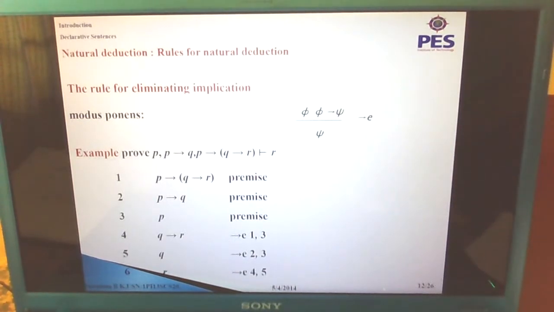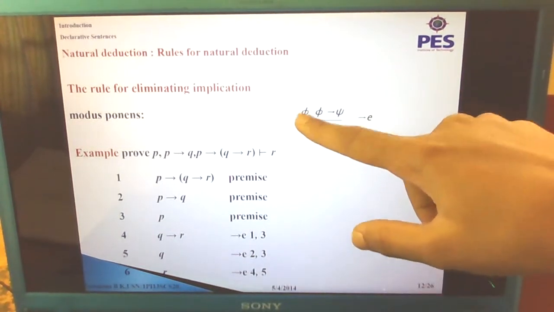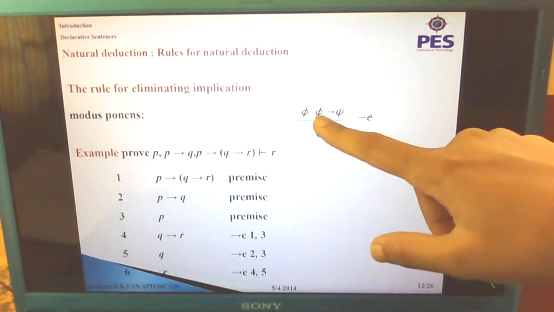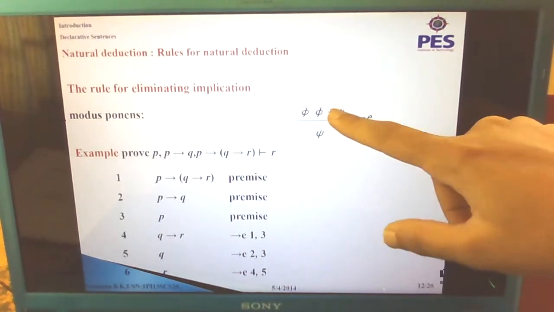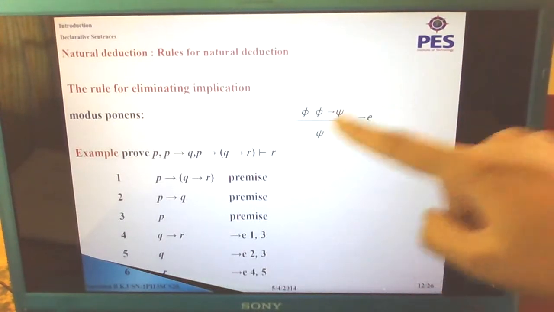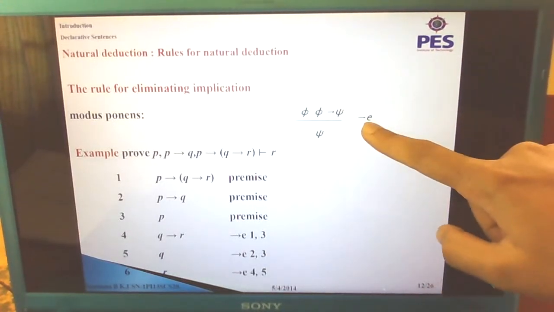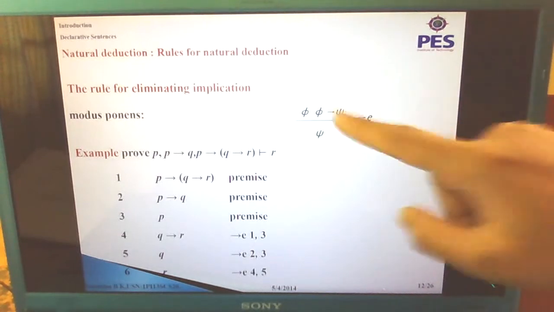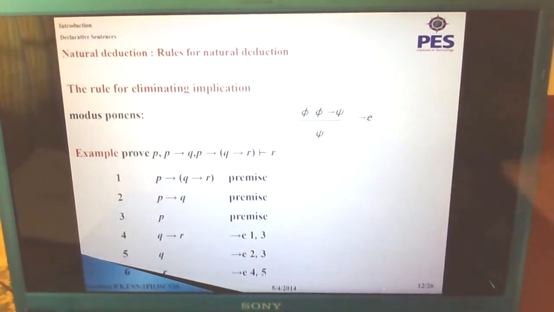Rules for eliminating implication. There are two rules for eliminating implication: modus ponens and modus tollens. In modus ponens, we have some sequence like phi, and we have another premise, phi implies psi. Then we conclude that psi is also true, by arrow elimination on this expression.